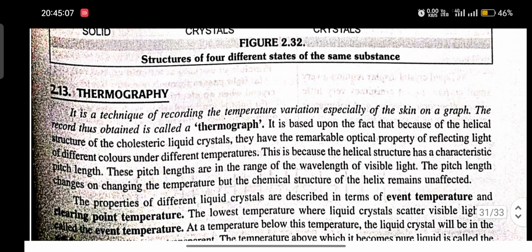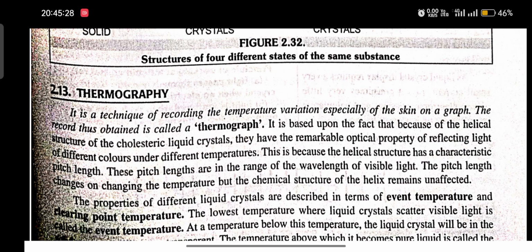Thermography is a technique of recording the temperature variation of the skin as a graph. The graph or record thus obtained is called a thermograph. It is based upon the fact that, because of the helical structure of the cholesteric liquid crystal, they have the remarkable optical property of reflecting light of different colors at different temperatures.